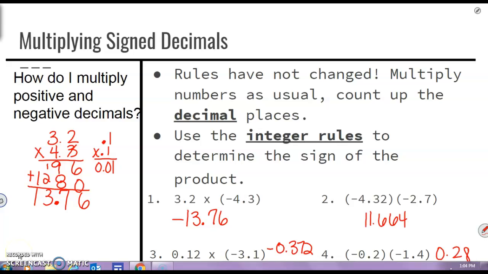For number 2, you should have gotten 11 664 thousandths. For number 3, negative 372 thousandths. And for number 4, 28 hundredths.